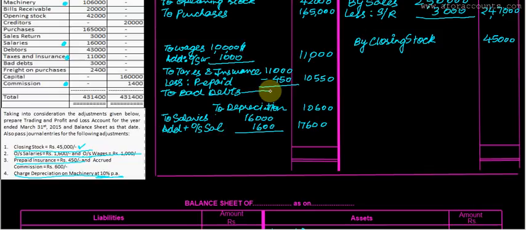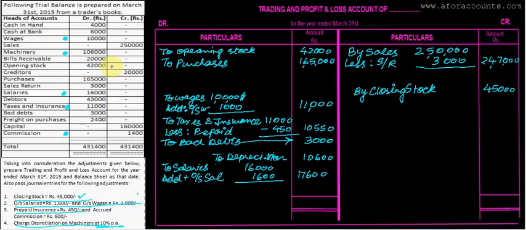Give dual effect only if it is written in the adjustment over here. If it is written, then we need to give it double effects. If it is written in the trial balance, means one side entry has already been done. So the one side bad debts 3000 is written here.